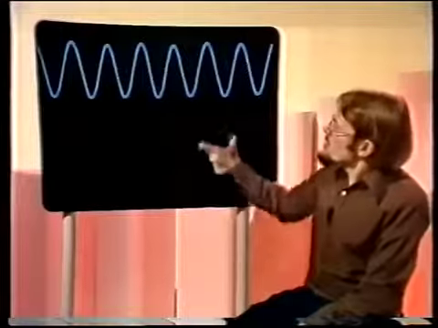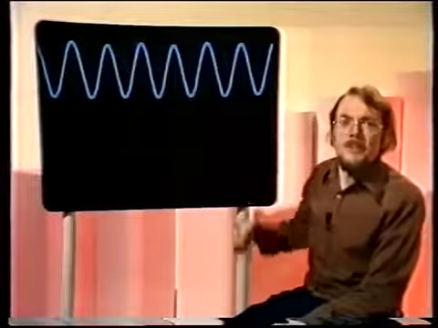Well, let's think about what a wave model implies. On a wave model, the colour is determined by the wavelength of light. That's the distance between two troughs of a wave like this.